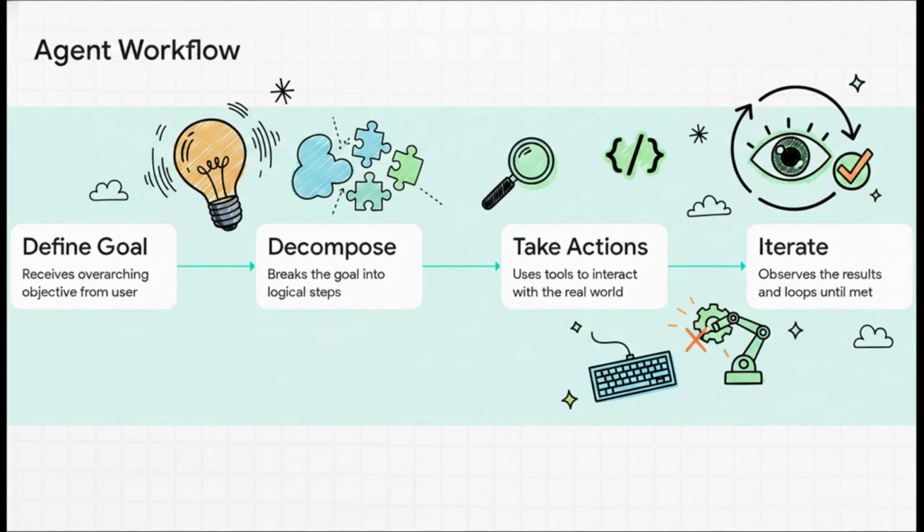But Step 4 is where the magic happens. Observe and iterate. The agent looks at the results of its tool use. It asks itself, did that web search fail? Did the code I just wrote throw an error? It observes the outcome, updates its internal state, and loops back to try a new action until that initial goal is completely met.